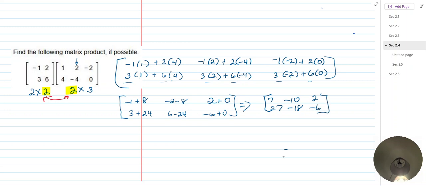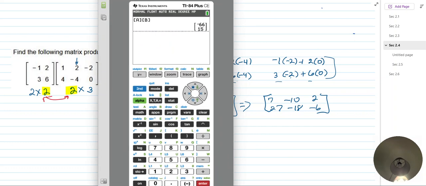All right. So if we did that by calculator, I would, and it has to be entered in the correct order. I'm going to clear it. I'm going to do a second matrix, and I'm going to edit, and I'm going to have a 2 by 2, so I'm good there. And then I'm going to enter the negative 1, the 2, the 3, the 6. All right, so I got that one. I'm going to do second matrix, and I'm going to edit, and I'm going to go to B, and this time I have a 2 by 3.